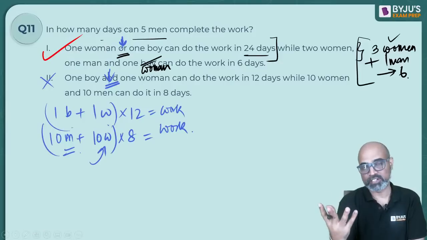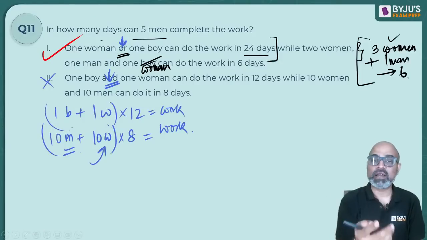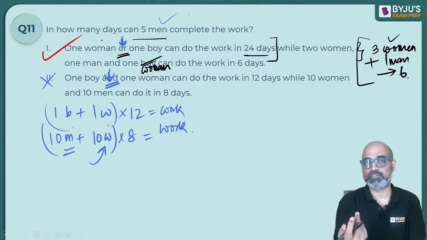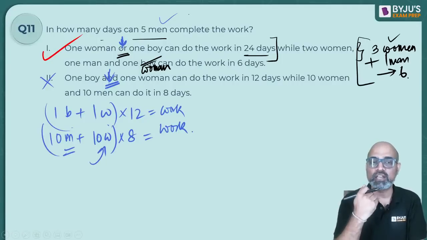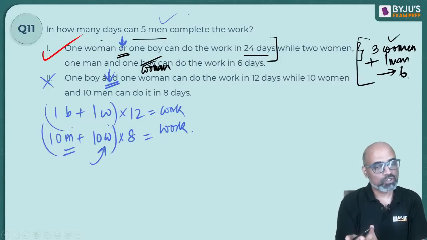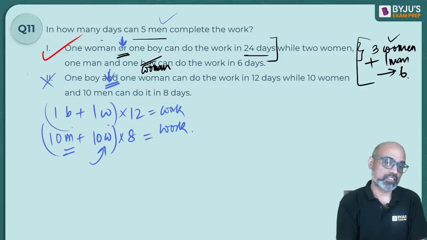Everything is variable right now. Since I can't figure out 1 man's efficiency, how will I figure out 5 men's efficiency? And if efficiency can't be found, how will the days taken to do the work be found? Not possible, right? So the answer is going to be A, like some of you said. It will come from the first, not from the second.